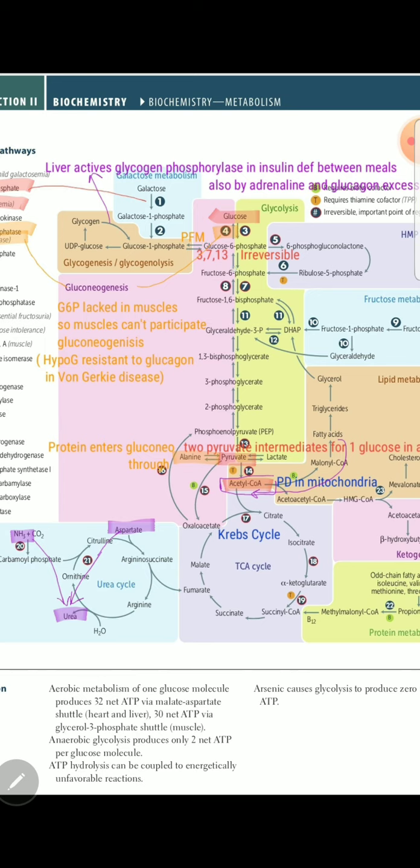And another question is asked: which step of glycolysis is irreversible? In fact, there are 3 steps: the third, 7th and 13th. Here, glucose to glucose 6 phosphate conversion, or sometimes it is given as glucose to fructose 6 phosphate directly. So we can say the third and the next step. The 7th step is also irreversible: fructose 6 phosphate to fructose 1,6 bisphosphate.